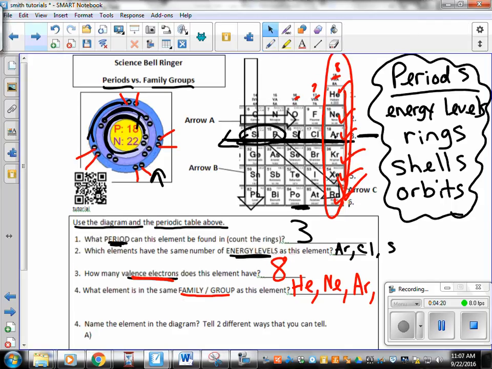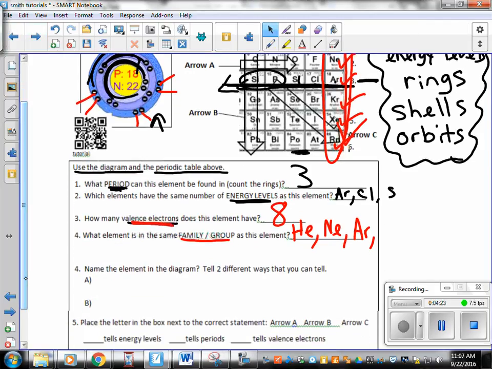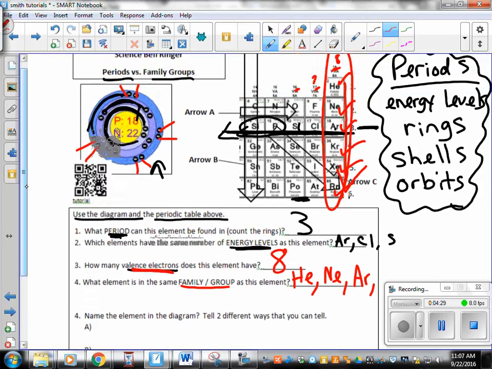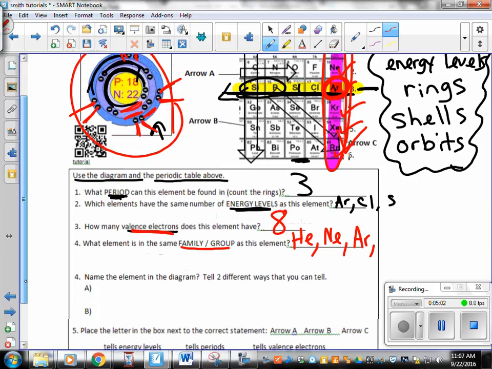Okay. Next, name the element in the diagram. Tell 2 different ways you can tell. So one way you can tell by valence electrons, we said was 8. I know it is somewhere here. Then energy levels we said was 1, 2, 3. That's the periods. So period 3 is here. So where those 2 intersect, right here, I can tell that way. So this atom is a diagram of argon.